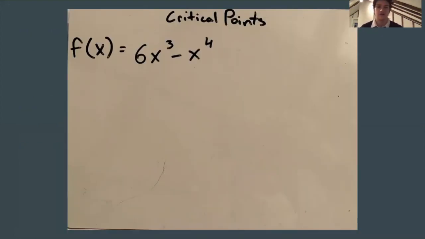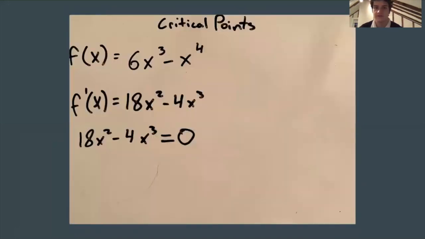Here we have our first function, which is 6x cubed minus x to the fourth. Now we need to find the derivative equation of this. As you can see, the derivative is 18x squared minus 4x cubed. And we set that to zero because we need to set it to zero to find the critical points.